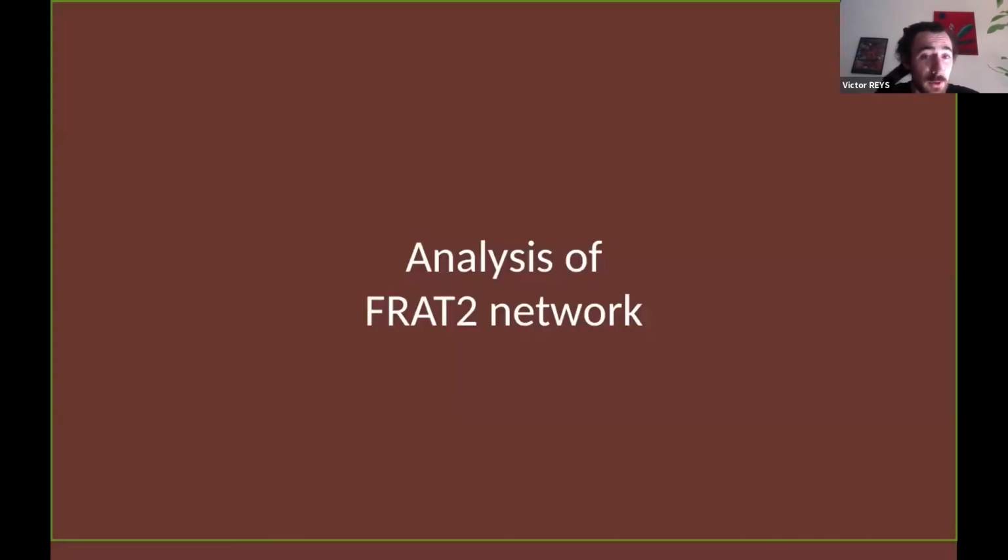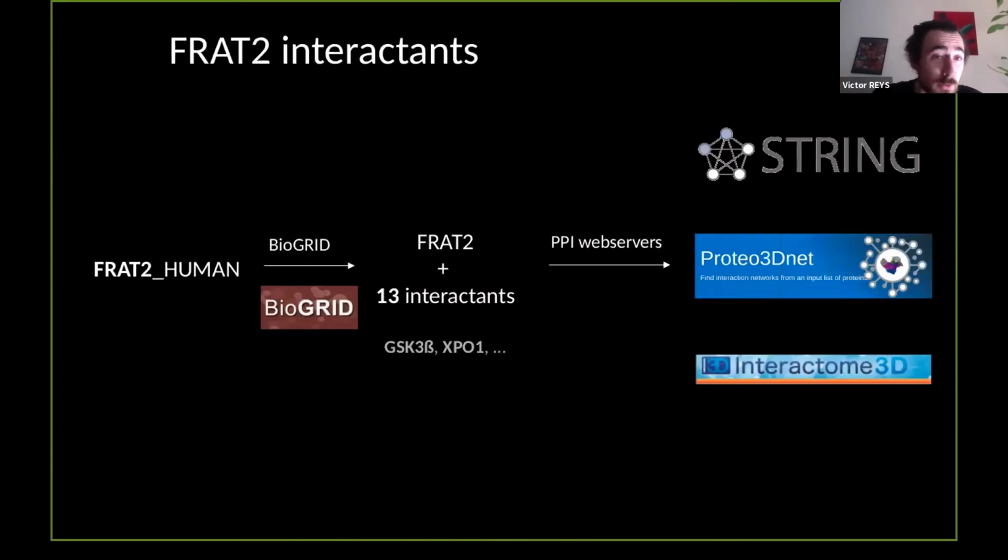In this presentation, I will focus on the analysis of a specific network involving FRET2 and its partners. For this, we queried FRET2 on the BioGRID server and retrieved all the interactants that were found, including GSK3 beta and XPO1. Then we tested those interactants in well-known protein-protein interaction web servers like STRING, Proteo3DNet, which I was involved in and which was published this year, and also Interactome3D.